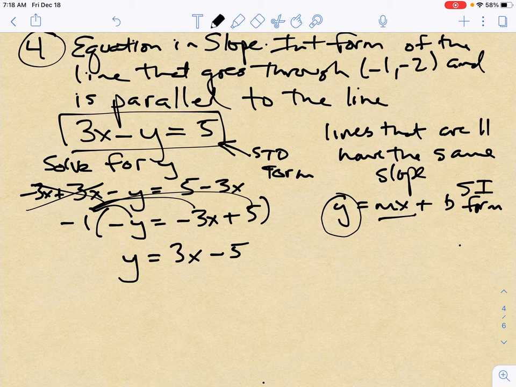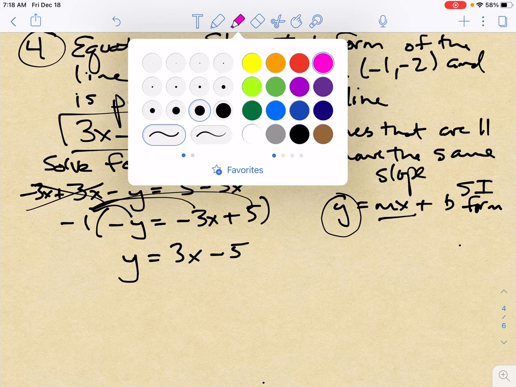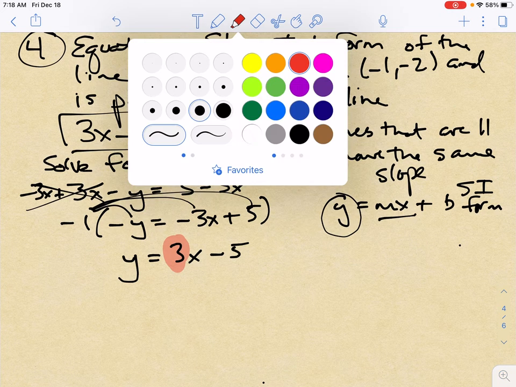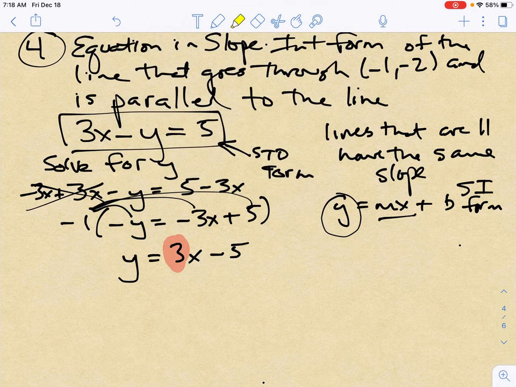We now have this in slope-intercept form, and we know from our previous learnings that this is always our slope, and this is my y-intercept right here. Slope and y-intercept. So I now know my slope. That's my slope. So if it's a parallel line, now we want to write the equation of this other line, and I now know the slope.